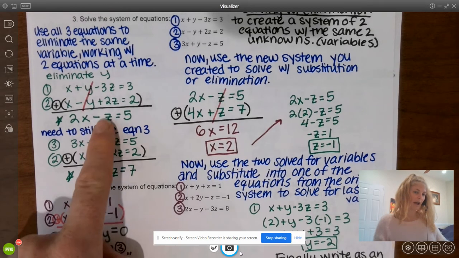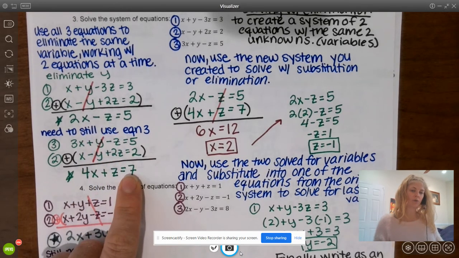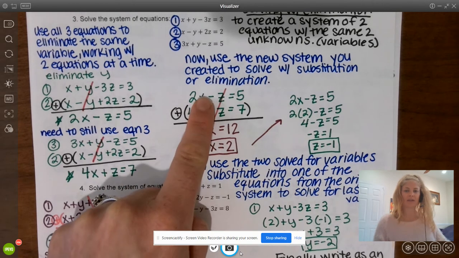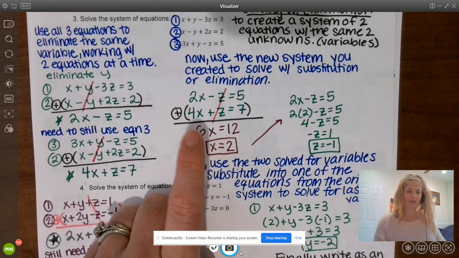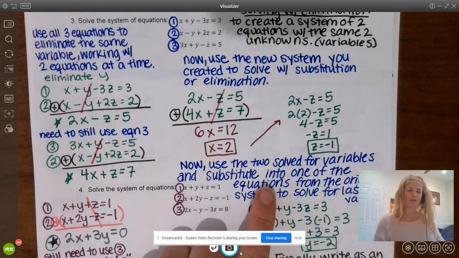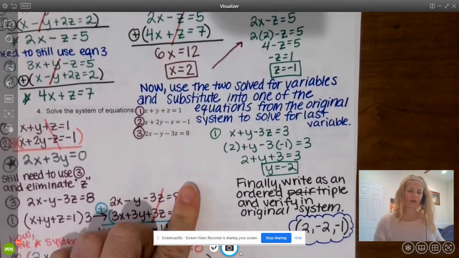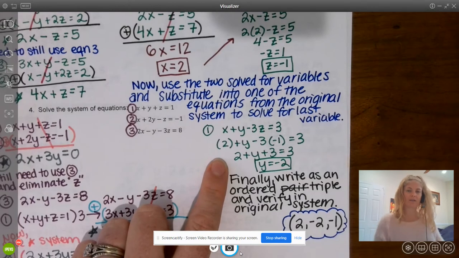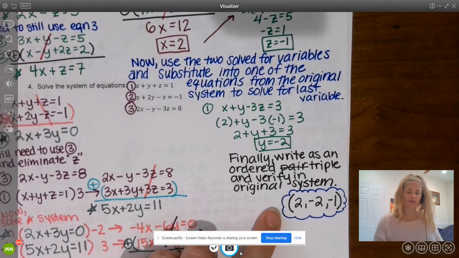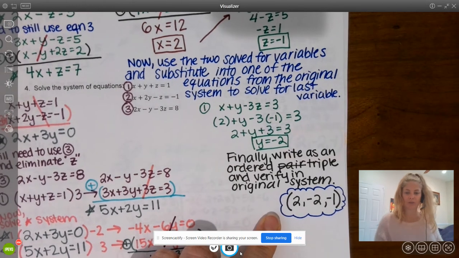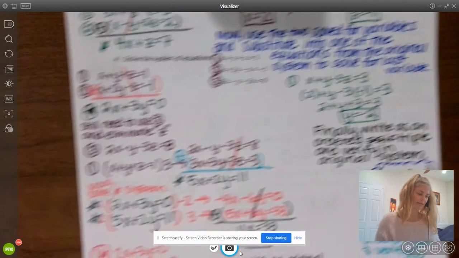So now I can have two equations, the same two unknowns, my star system, and I can solve that with elimination or substitution. And I can solve for x and z and then go back to one of the original equations to solve for the last variable and write my answer as an ordered triple. And I got the same answer as I would with just isolating one and using substitution to create my star system. So I'll show you that one more time with the second problem with system 4.